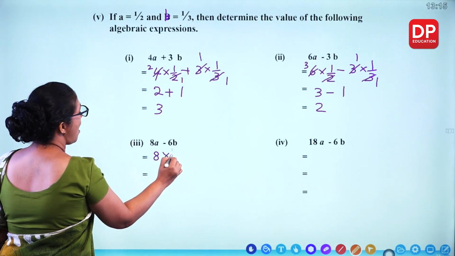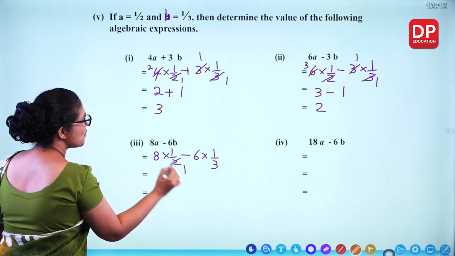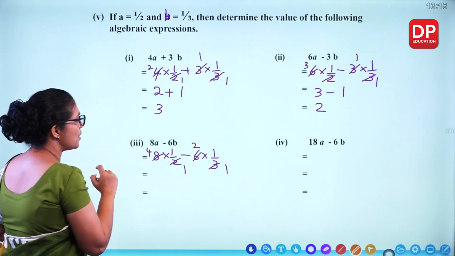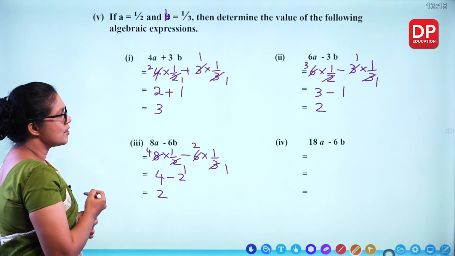8a. A is half. B is 1/3. 2 times 1, 2 times 4. 3 times 1, 3 times 2 here. 4 minus 2, answer is 2.